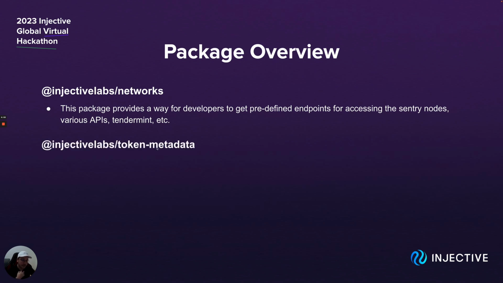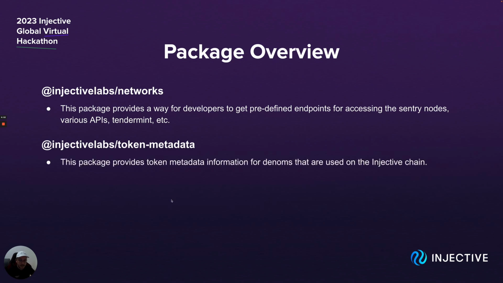We have the token metadata package. This package provides token metadata information for denoms that are used on the Injective chain. We've mentioned a couple of words here that might seem unknown, but we are going to explain them a bit later in the presentation, like denoms, Sentry nodes, and etc.